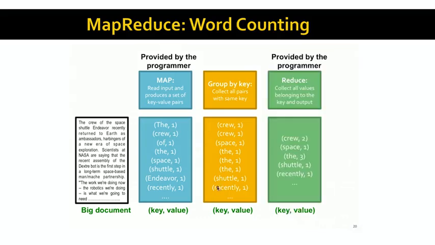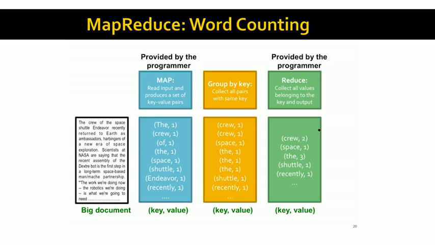And the final step is the reduce step. The reduce step collects together all the values. So the reduce step adds together the 2 ones from crew, and figures out that there are two occurrences of the word crew. Space has 1. There are 3 tuples with 1 for the. They're all added together, and the output is 3, and so on. Right. So this is a schematic of the MapReduce word counting example.